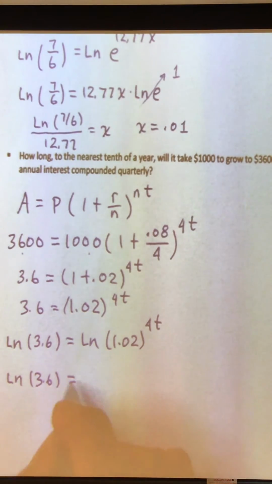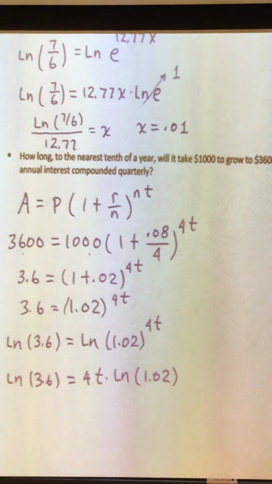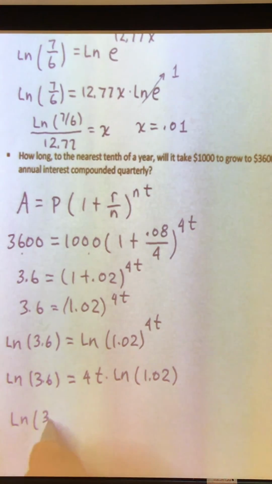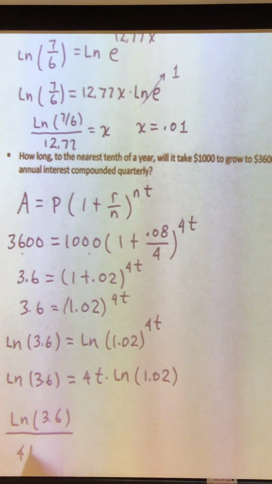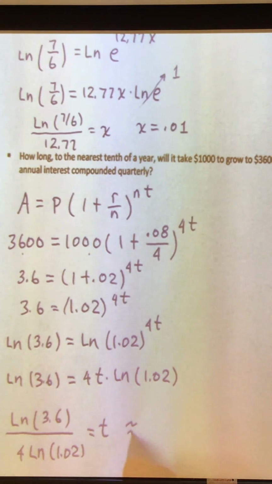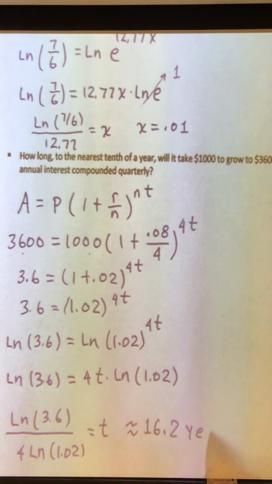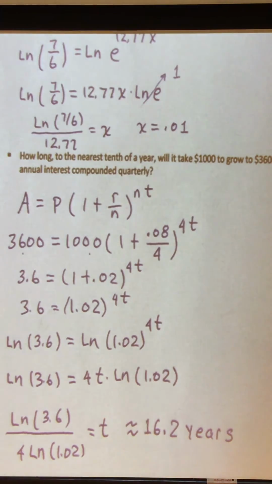Log of 3.6 is equal to 4t times the log of 1.02. And dividing by 4 and log of 1.02 will give us our exact answer, which we then need to convert to decimal. So we'll put that into the calculator, and we get approximately 16.2 years. So under 8% interest and quarterly compounding, it'll take a little over 16 years to make the $1,000 grow to $3,600. And that's the conclusion of section 4.4 exercises.